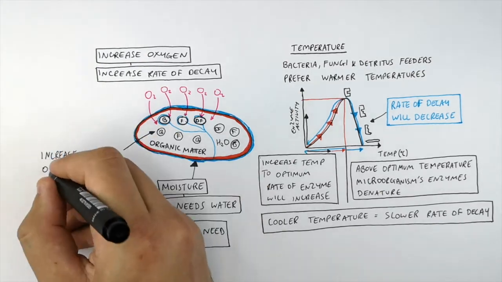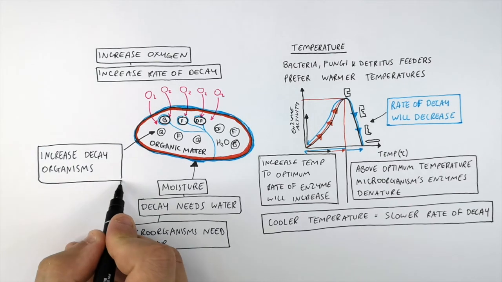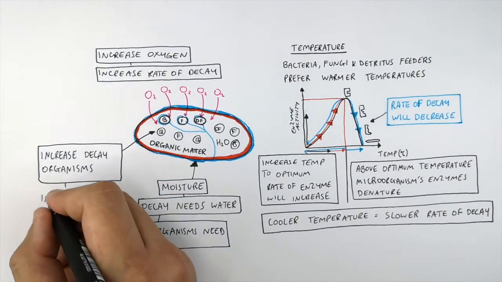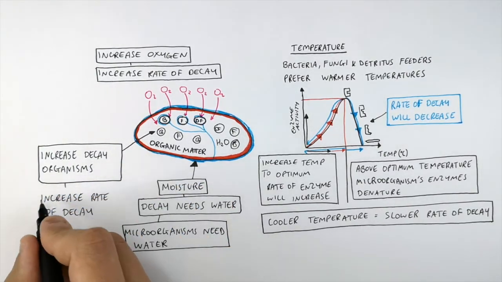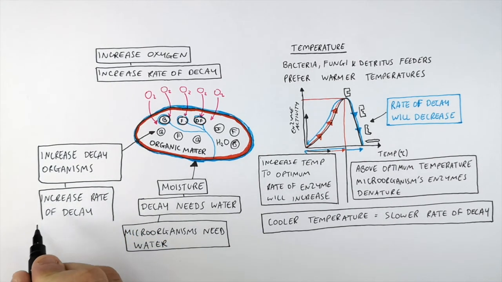So if you increase decay organisms, such as bacteria, fungi, detritus feeders, organisms we call decomposers, you're going to increase the rate of decay. Fewer detritus feeders, bacteria, and fungi mean you'll decrease the rate of decay.